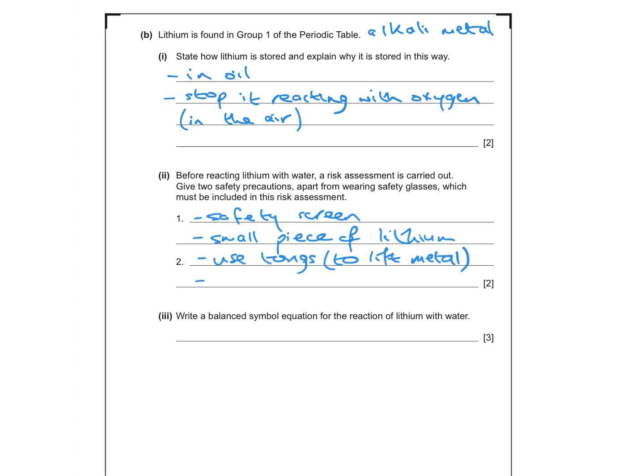Another point would be to use a large volume of water. This reaction gives out a lot of heat. That can be dangerous. So if we use a large volume of water, that will absorb that heat and just makes it more safe.